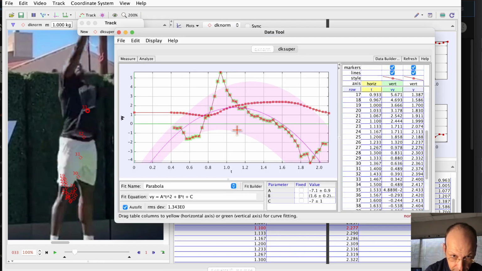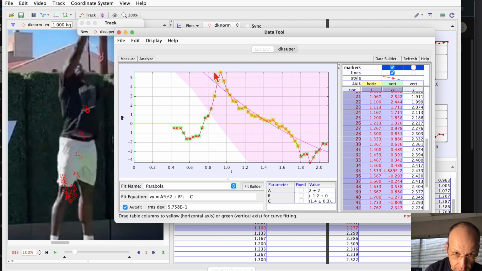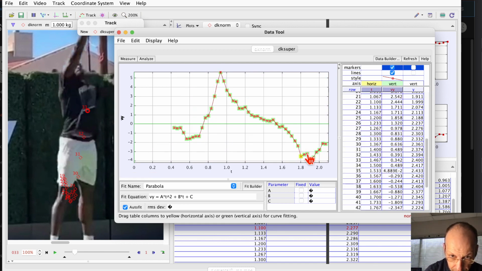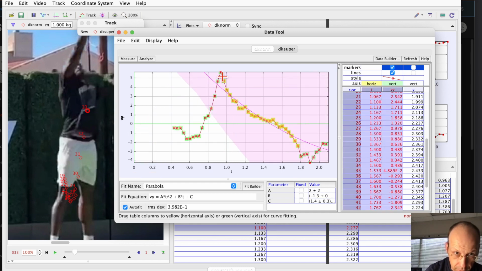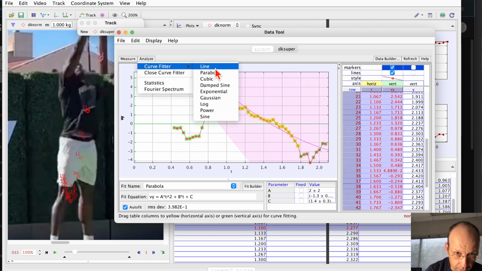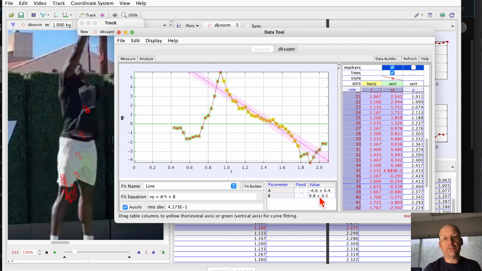Analyze. Turn off the Y. I really don't want to see that Y. And I'm going to fit right here. Oh, not all that, just this part. Analyze, curve fit, line. And you'll see that I have a slope of negative 6.6. Again, that's not right. The acceleration is too low. Okay, well, inconclusive, right? I'm going to say inconclusive.